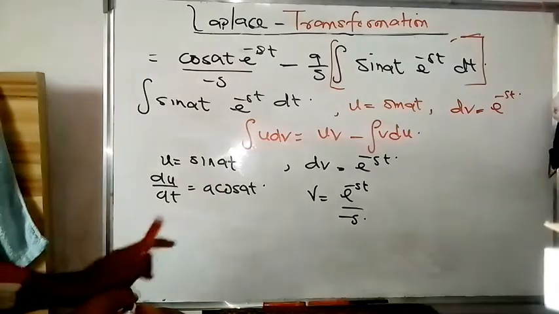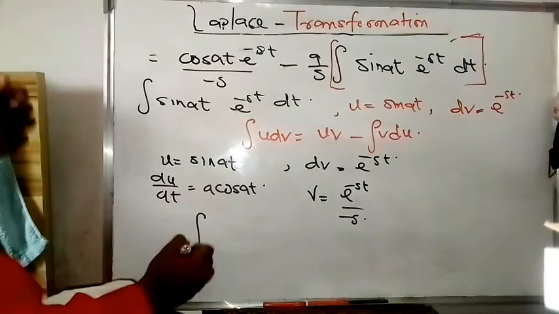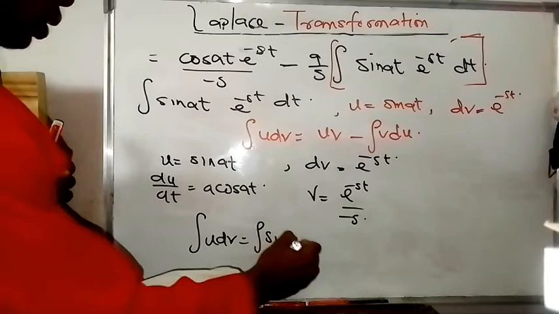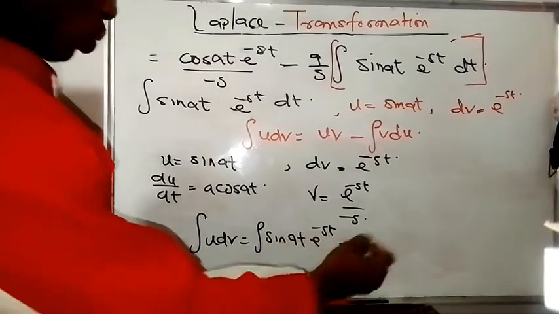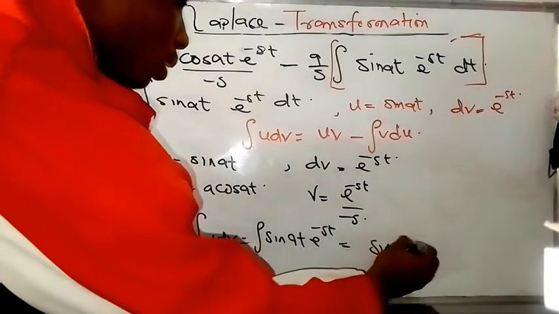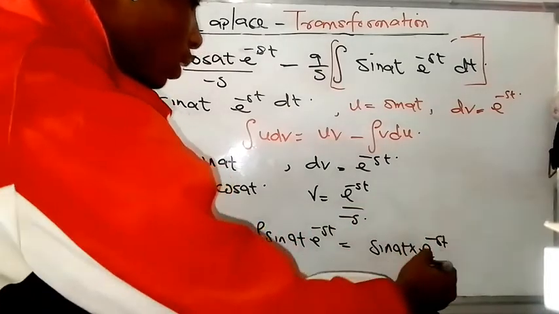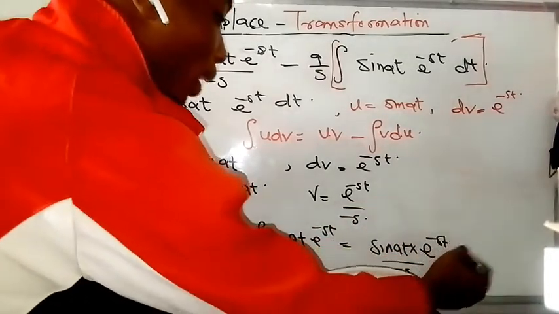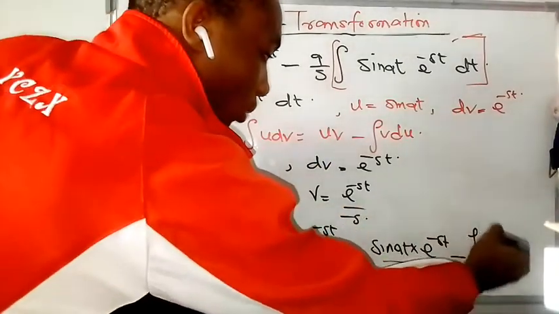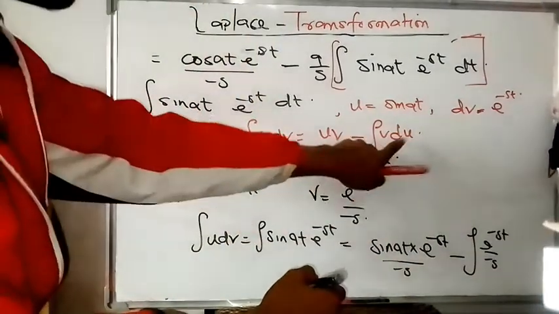So I'm going to substitute these values into my integration by parts formula. So the integral of u dv, which is the integral of sine at exponential minus st, is equal to u, which is sine at, times my v, which is exponential minus st divided by minus s, minus the integral of my v, which is exponential minus st divided by minus s, times my du, which is what?